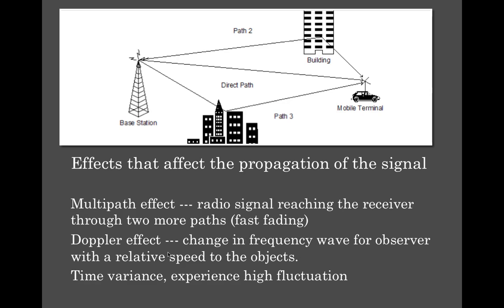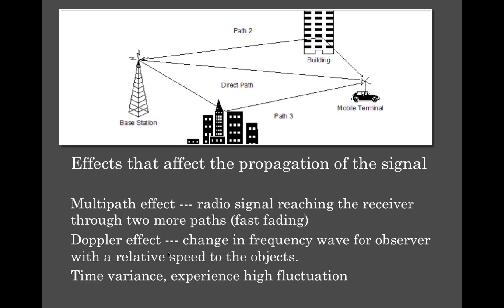This will result in signals that arrive at the antenna with different delays and with random angle variance. These add together and sometimes can enhance the signals, but we have a very high possibility that we will experience fading. So the signal we receive will fluctuate a lot.